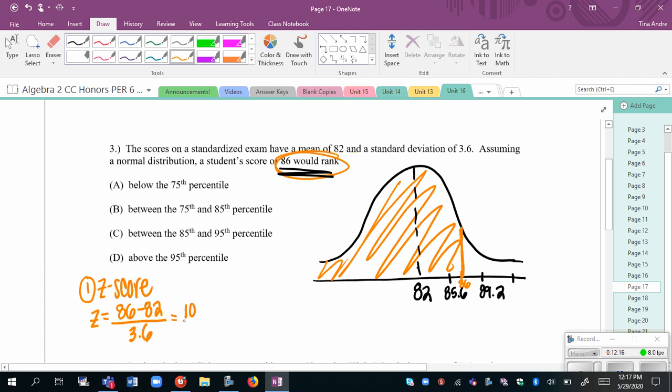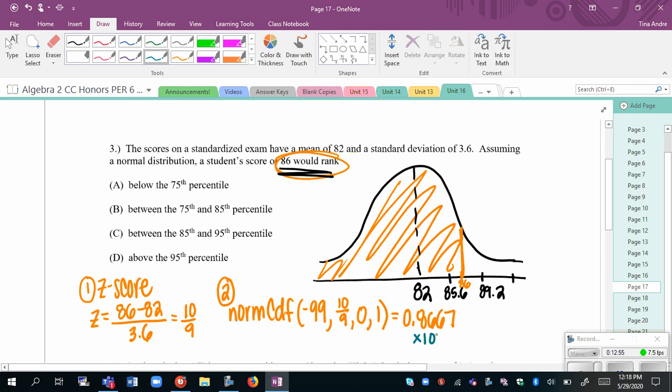I get 10 over 9, which I'm going to leave as 10 over 9 because I want to keep this as accurate as possible. And now when I go to do the normal CDF, I'm looking at from negative 99 because I want this whole region in orange. That's the percentage of people that we scored higher than. So negative 99 to the 10 over 9, and then keeping the 0, 1. Go ahead and type that in, and I get 0.8667. Times that by 100 to get the percent.